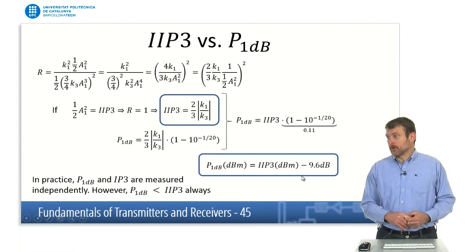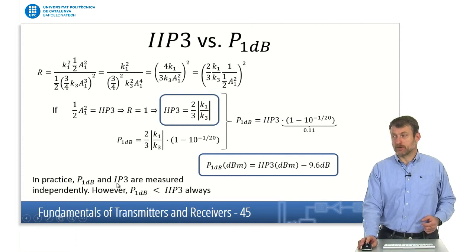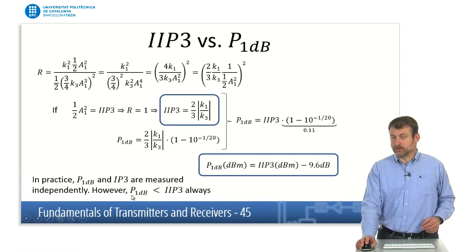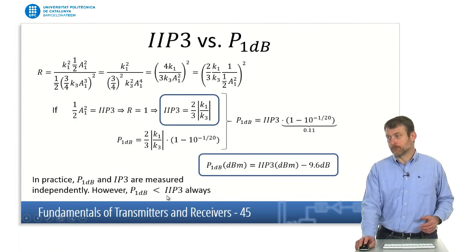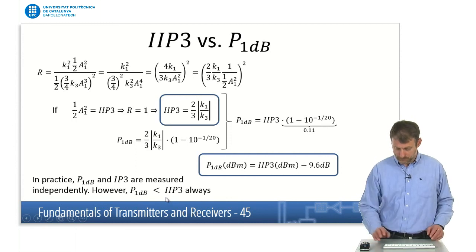Now, in practice, however, these two parameters, P1 dB and IP3, are measured independently because one cannot be sure that the nonlinearities will be pure third-order nonlinearities. There can be other terms, right? In any case, it always happens that the 1 dB compression point is lower than the third order intercept referred to the input.